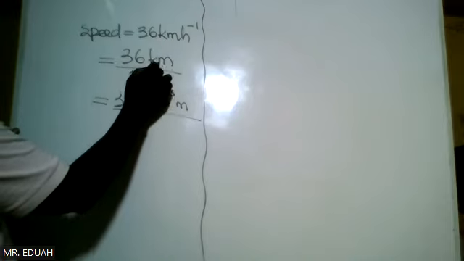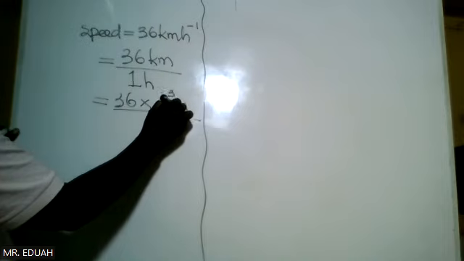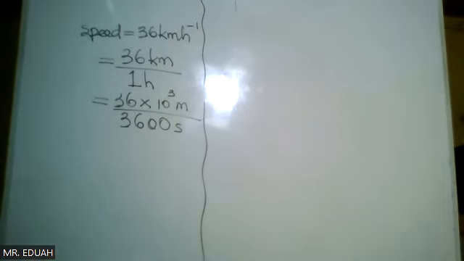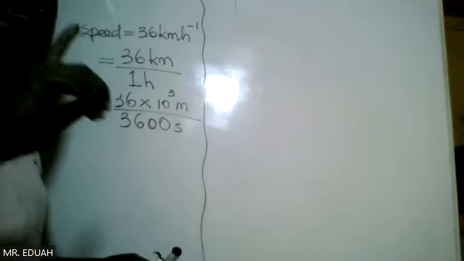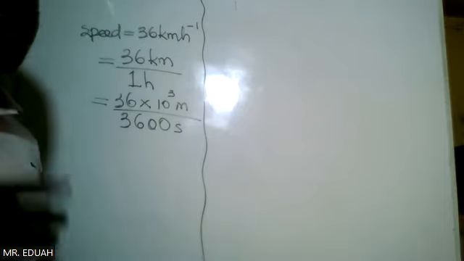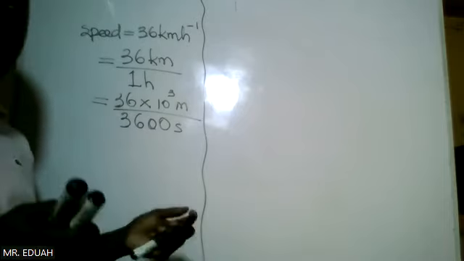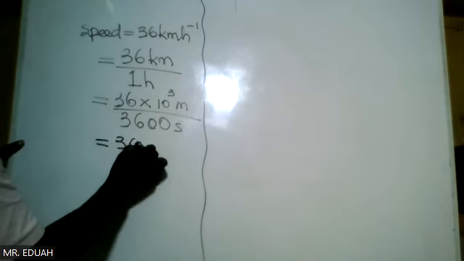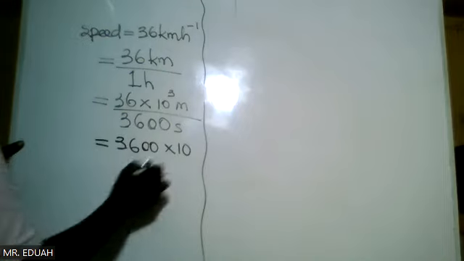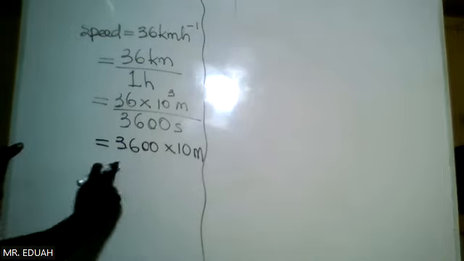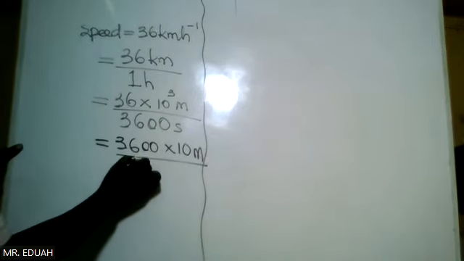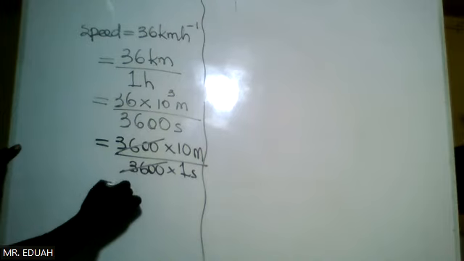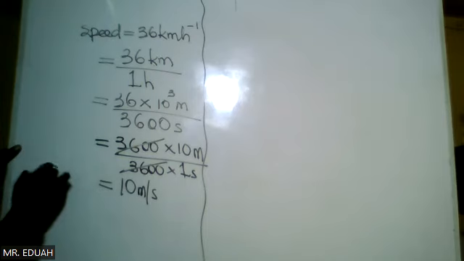So I've only substituted the value of the prefix kilo. That's it. Still having the meter. 1 hour is equal to 3,600 seconds. This is something you must have at your fingertips. 1 minute is equal to 60 seconds. 1 hour is equal to 3,600 seconds. You must have this at your fingertips. So I have 36 times 10 to the power 3, which is 36,000, divided by 3,600 times 1 second. So I have 10 meter per second to be the speed.